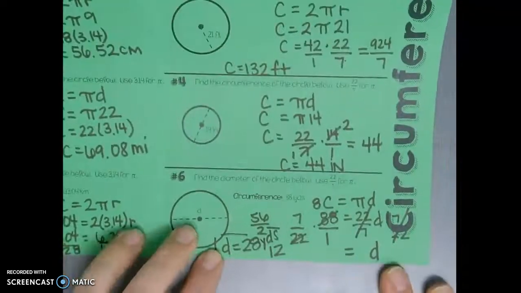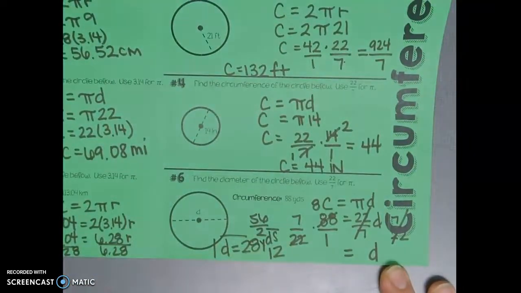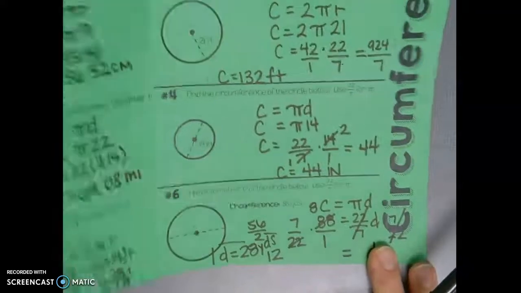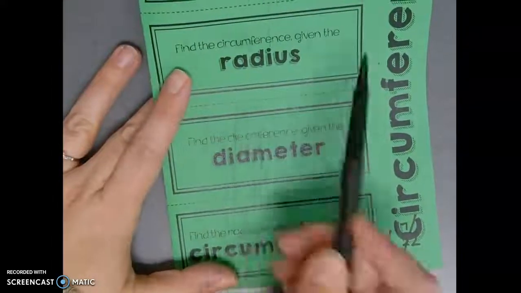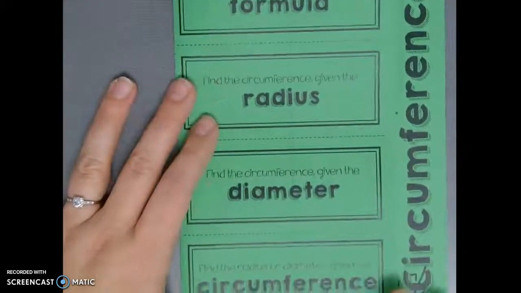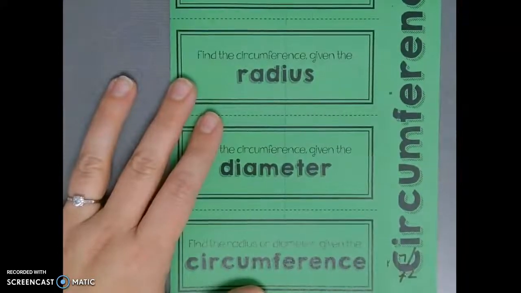Okay, so again, what I would like for you guys to do is to put this in your notebook. You can go ahead and cut on those dotted lines if you would like to, and you can put Circumference Foldable on your divider, and you will be ready for class when we start talking about circumference.